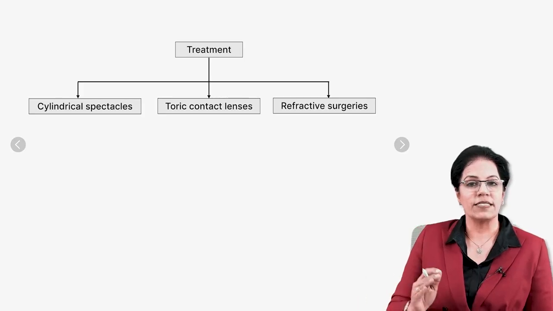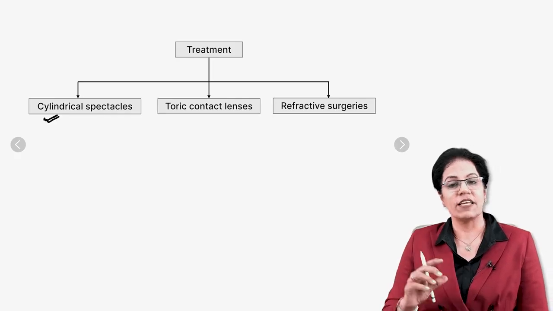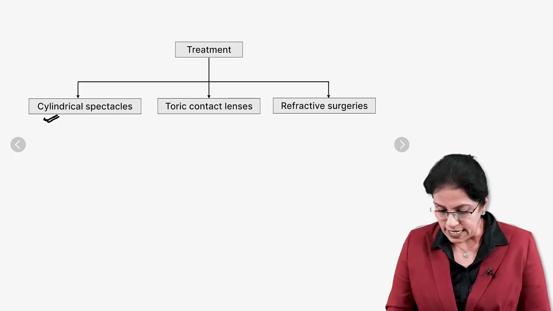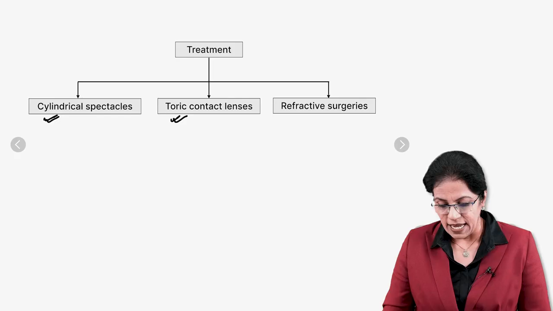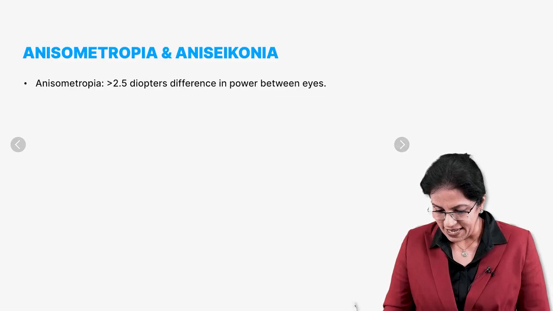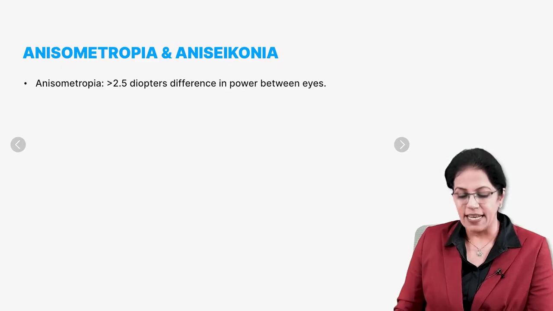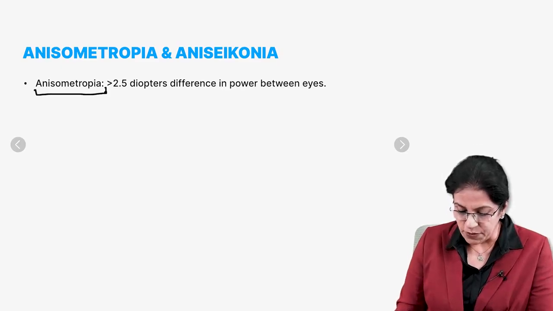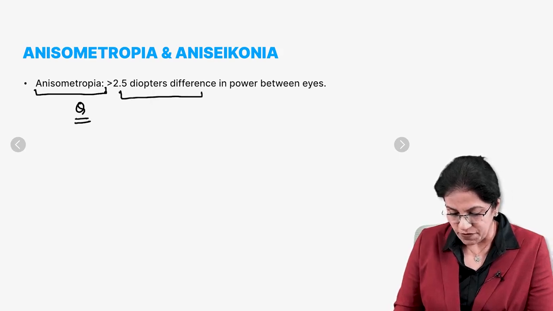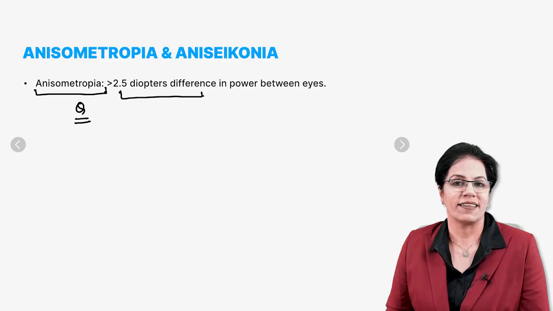How do you treat astigmatism? Of course, we use cylindrical spectacles. Cylinder lenses will give power only in one axis, so astigmatism is treated that way. For contact lens, we use toric contact lens, and we can go for refractive surgeries, right? Okay. Next we talk about what is anisometropia. Anisometropia is an important exam question where the difference between the two eyes is more than 2.5 diopters, right? This is what anisometropia is.